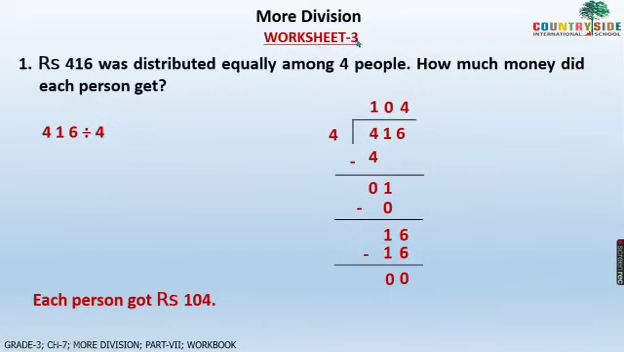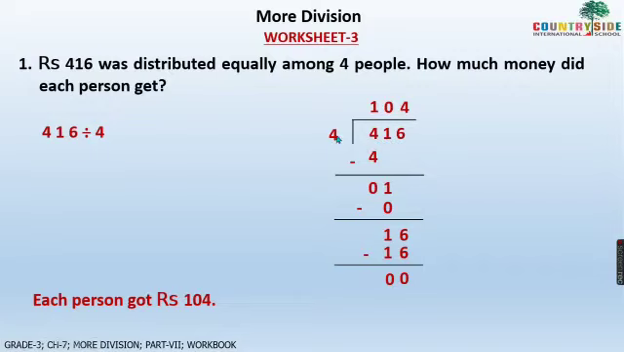So the first story sum: rupees 416 was distributed equally among 4 people. How much money did each person get? So here what you have to do, children, is see how much each person will get. So here 416 divided by 4. So again we will take one digit, children.